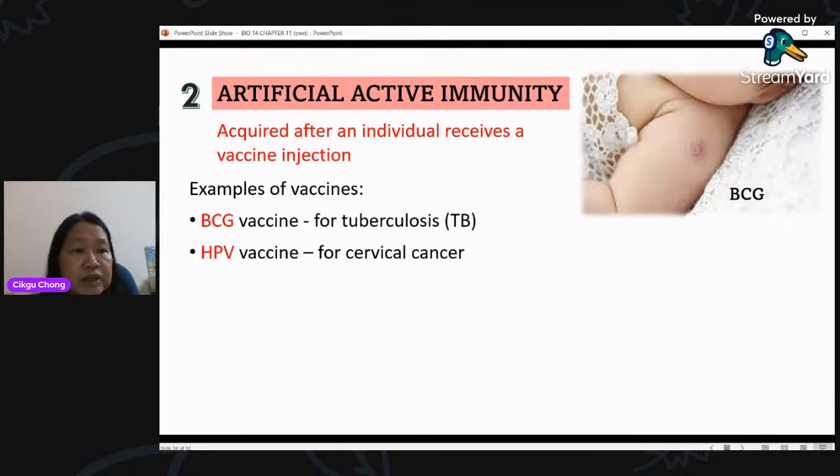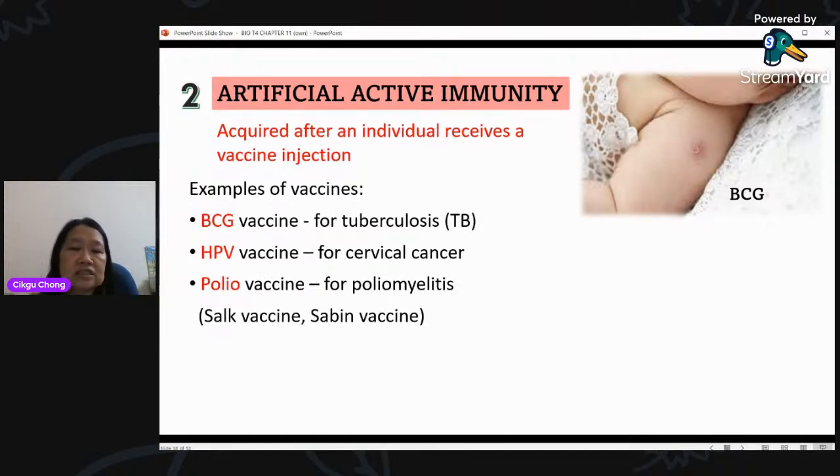Then the HPV vaccine. This is to prevent cervical cancer. HPV is human papilloma virus. Then the polio vaccine. This is to prevent poliomyelitis, a disease that can affect the nervous system. Usually young children or babies infected with polio are likely to be paralyzed for their entire life. They cannot walk. There are two types of vaccine here: the Salk vaccine and the Sabin vaccine, developed by different scientists. The Salk vaccine is to be injected. The Sabin vaccine is the oral one.